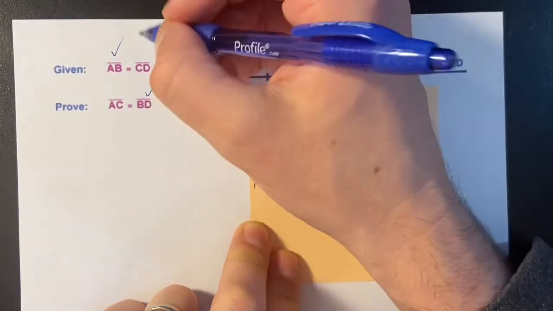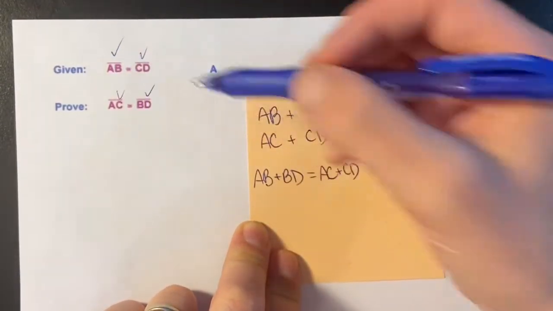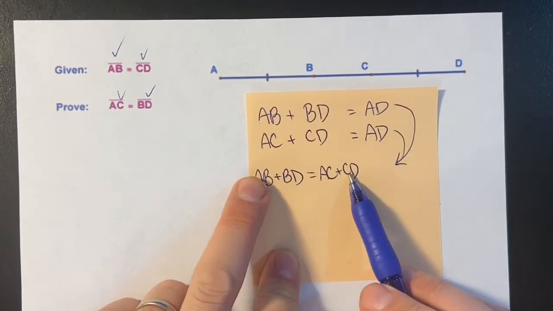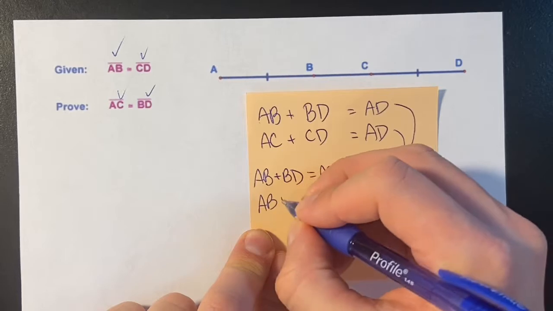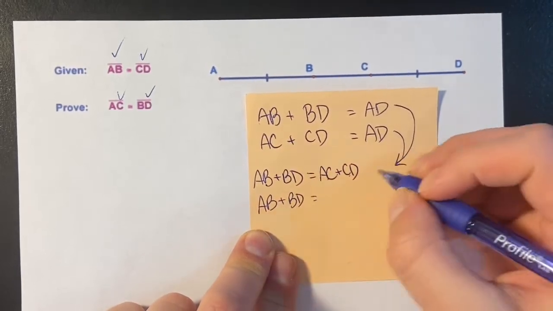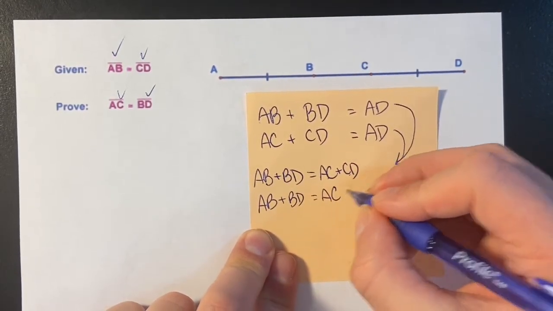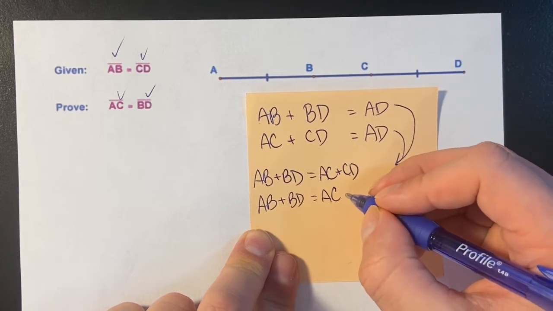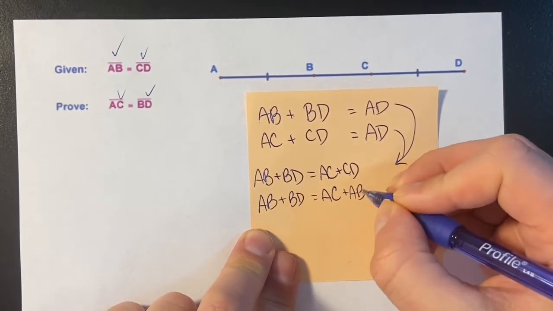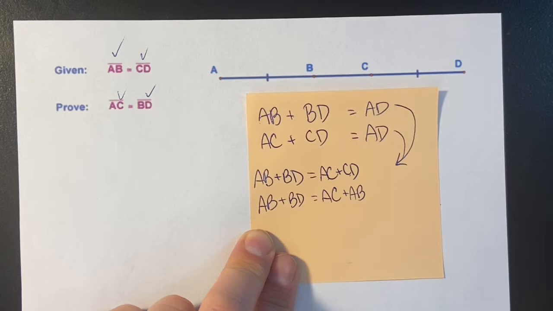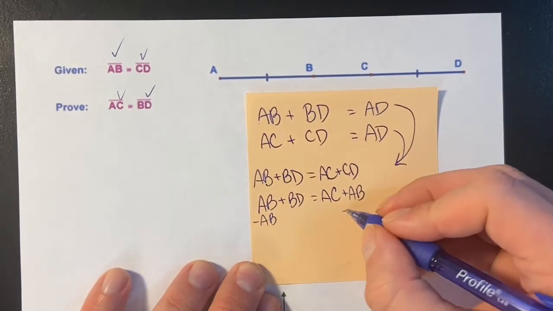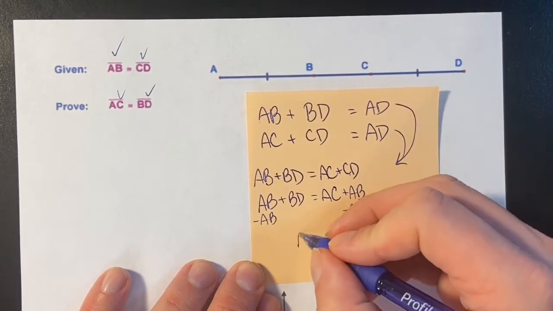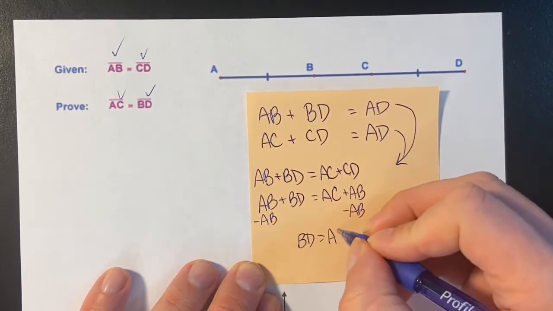Right? Why is that helpful? Because AB and CD are the same thing, which means these two guys will disappear. How am I going to show that? I'm going to keep AB there. I'm going to turn CD into AB. So that when I subtract AB from both sides, I end up with BD equals AC.